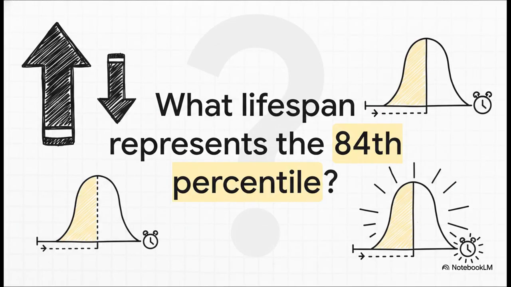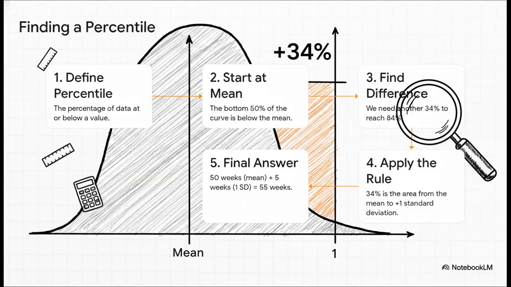Okay, time to flip the script. Instead of starting with a lifespan to find a percentage, let's start with a percentage, a percentile, and work backwards to find the lifespan. So what lifespan marks the 84th percentile? Don't let the word percentile throw you. The 84th percentile just means the point where 84% of all the data falls at or below it. We already know that the mean, right in the middle, is the 50th percentile.